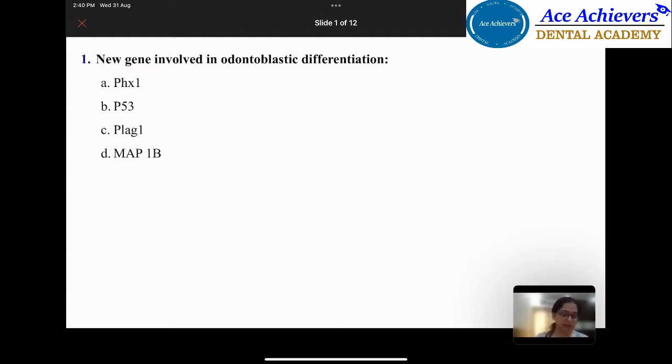Remember PLAG1. This question has come before in the exam. The mutation in this gene is responsible for pleomorphic adenoma, right? Okay, and when we talk about the gene P53, P53 is also known as the guardian of the genome, and it is mainly responsible for controlling cell division and death. So the mutation in this gene is mainly responsible for cancers.